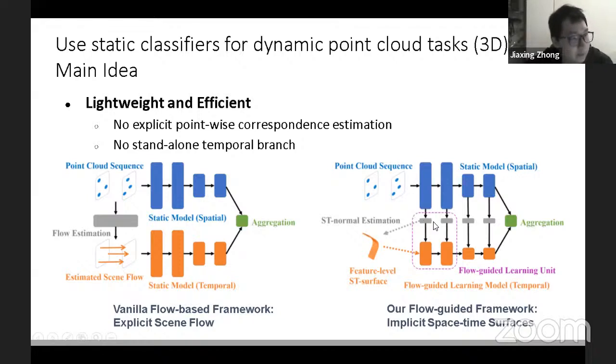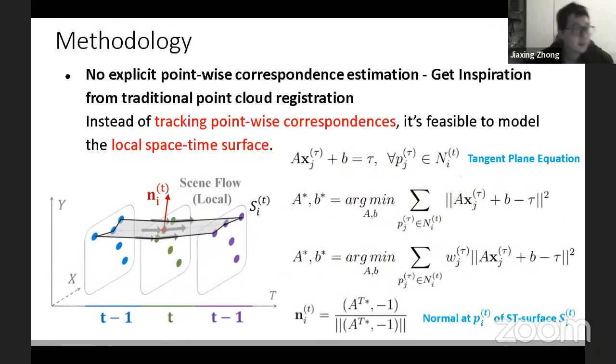Let's look at our next slide. This is talking about our methodology. The first one would be, how do we remove the explicit point-wise correspondences process? That is not simple, but the concept behind it is quite simple. We get inspiration from the traditional point cloud registration.